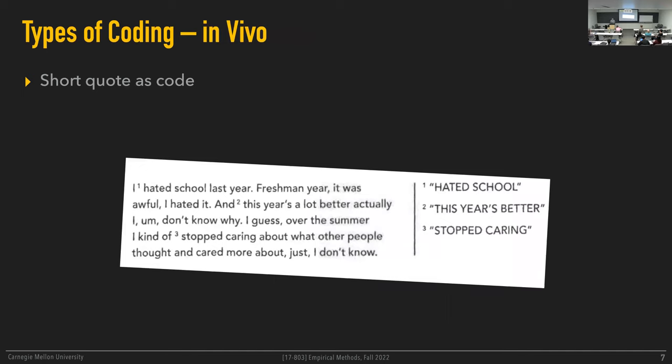Or, in vivo coding is a way of coding that extracts quotes from the actual passage of text as the code itself. So here the actual quote is, "I hated school last year," and so on. So "hated school" can become a code, right? That's a way of summarizing the sentence. "Freshman year was awful, I hated it. This year is a lot better, actually. I don't know why." So "this year's better" could be another code, et cetera. "I stopped caring about what other people thought." And "stop caring" could be a code. So in vivo coding means you're using quotes from the actual text verbatim as your codes, but they're short because they're meant to be summaries. Yes.